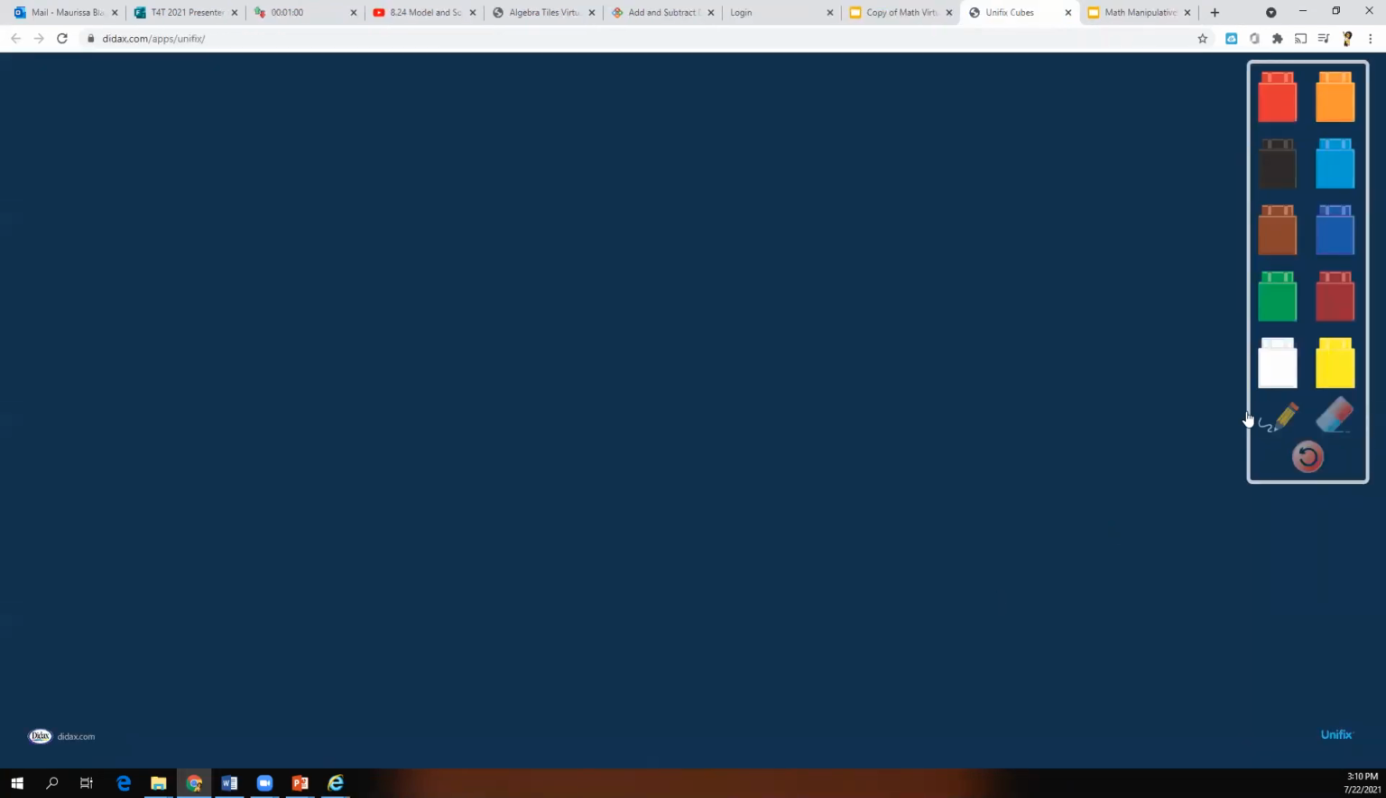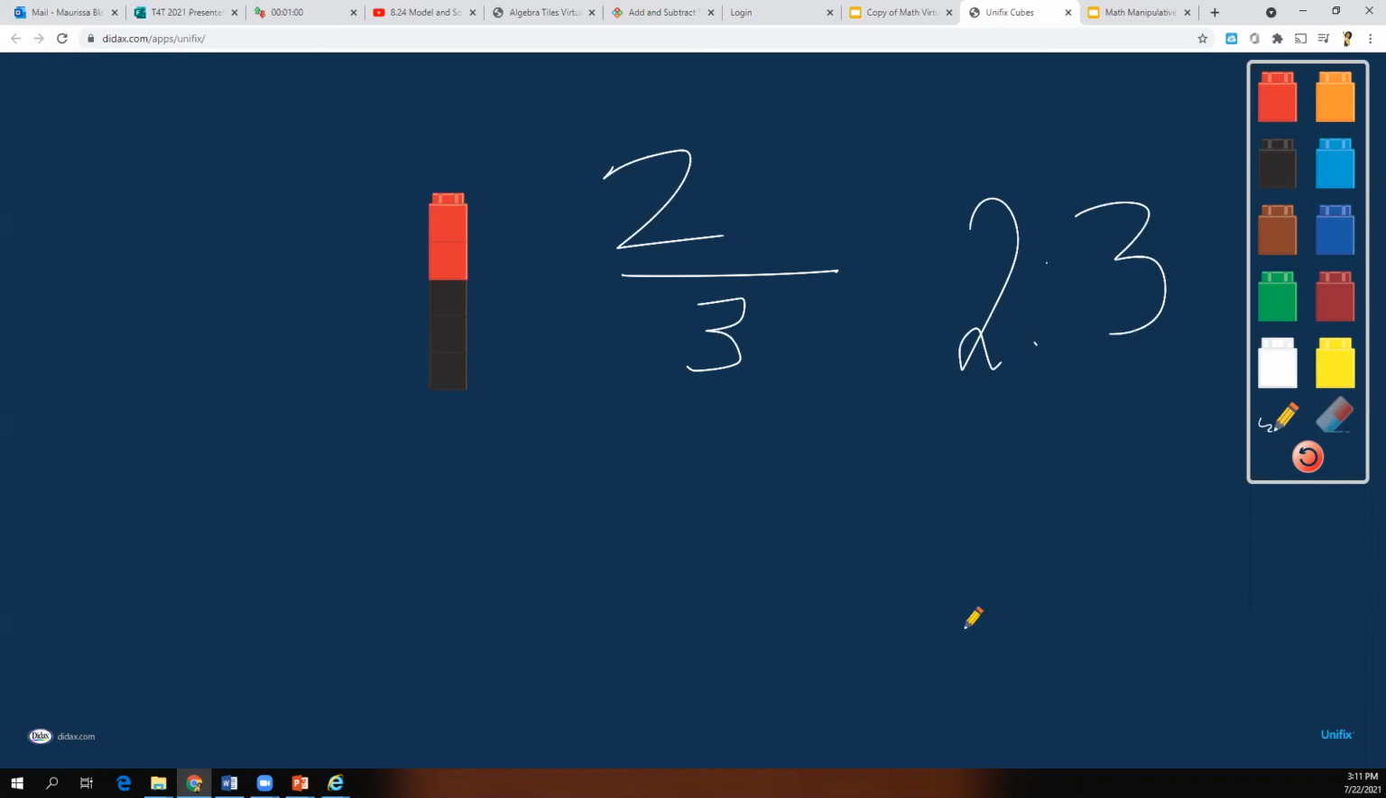So if we go here, we can now model the ratios. So 2 to 3, you can have the students model the ratio and then write it as a fraction. They can write it in different forms.